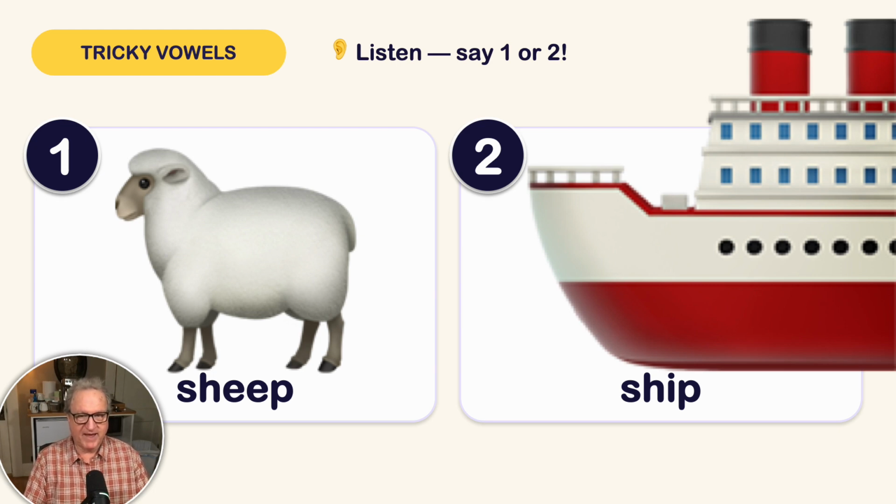Yeah, I'm sorry about that. That's a terrible sheep. Sounds more like a goat. It's number 1, sheep. Do you hear it? E, sheep. Number 2 is ship. Yeah. Number 2 is ship.